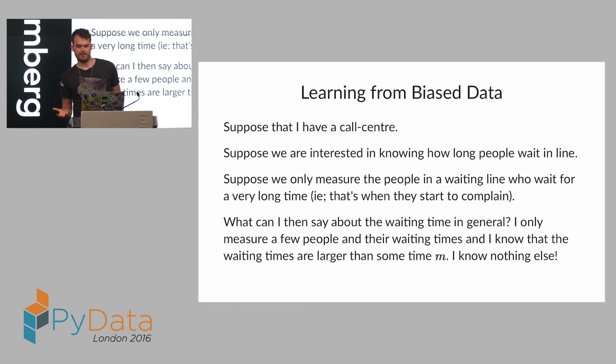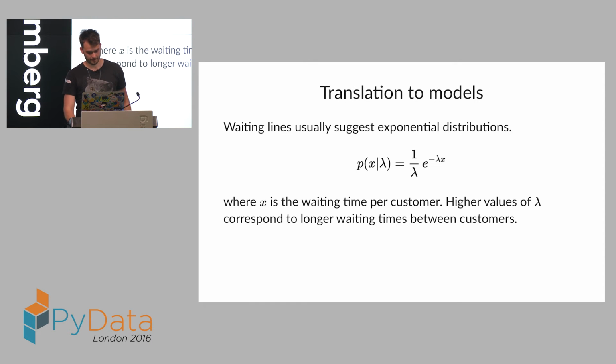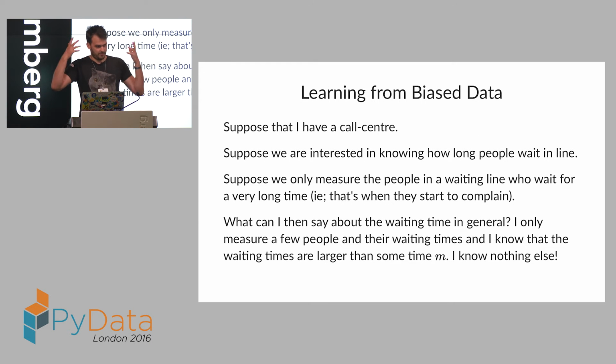So what can I then say about the waiting time in general? I only measure a few people, and their waiting times are biased. Let's say that they're larger than some value m, and I know nothing else. Again, I'm hoping that you're aware of what the problem is, and that you may realize that this indeed feels a bit tricky.